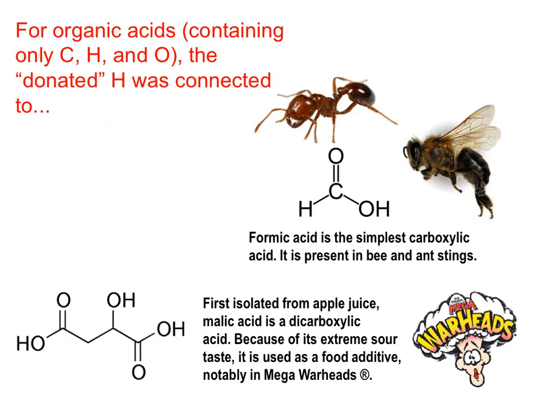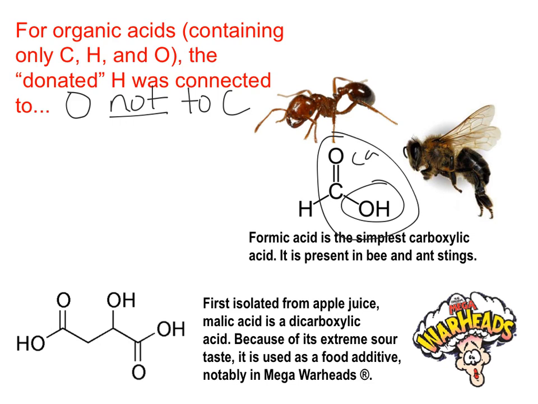All right, next, let's talk about organic acids. H was connected to O, not to C. All right, so a couple things here. We talk about formic acid, and you see that the C is double bonded to the O, which has a hydroxyl group on the outside. This is a carboxyl group.